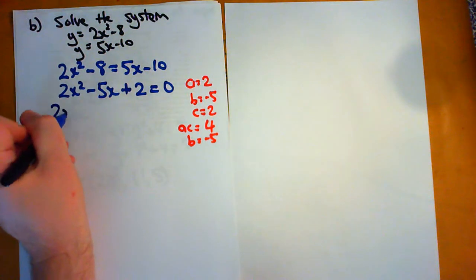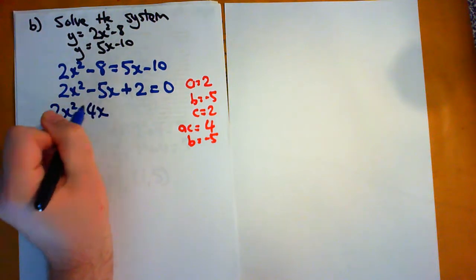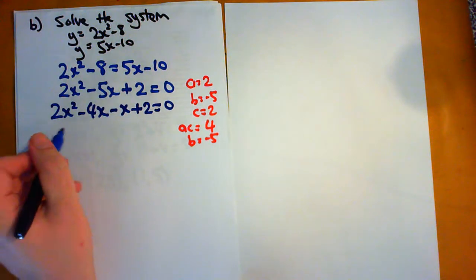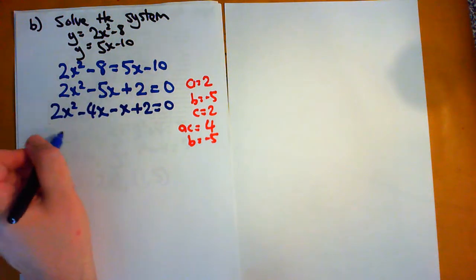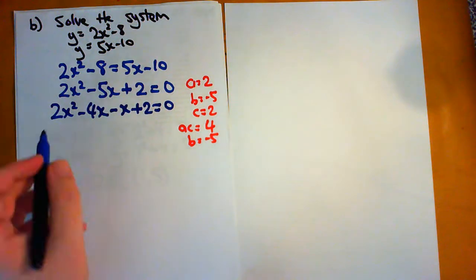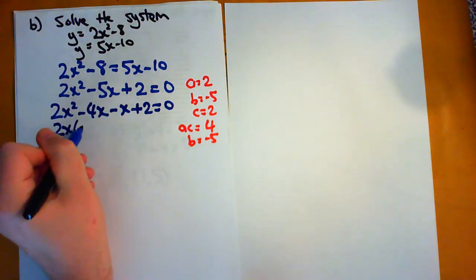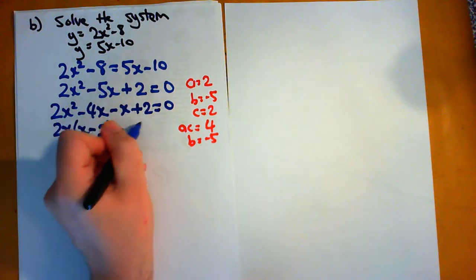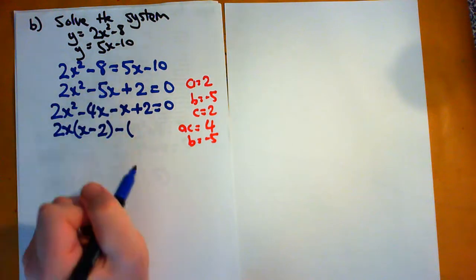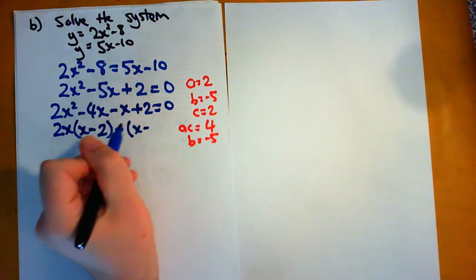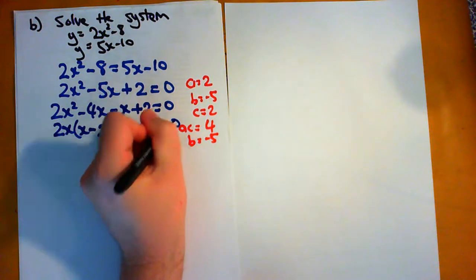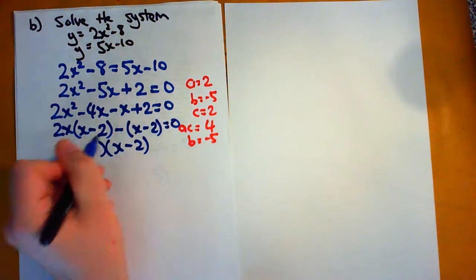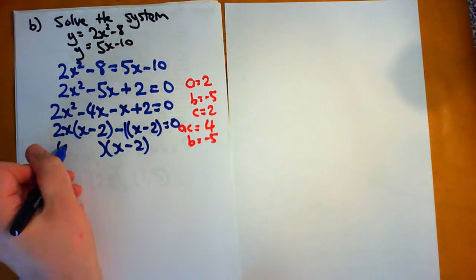So we can write this as 2x squared minus 4x minus x plus 2 equals 0. And now we can pairwise factorise. The first pair, 2x squared minus 4x, has a common factor of 2x, giving 2x times x minus 2. Then for the second pair, taking out a common factor of negative 1 to keep that sign the same gives us negative 1 times x minus 2. So one bracket is clearly x minus 2, and the other one is going to be 2x minus 1.